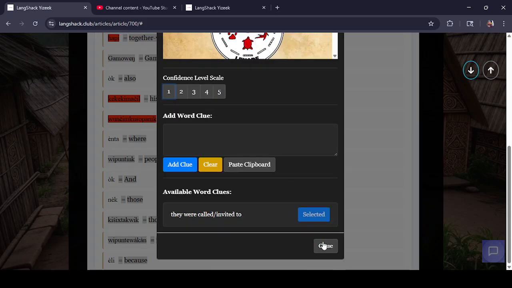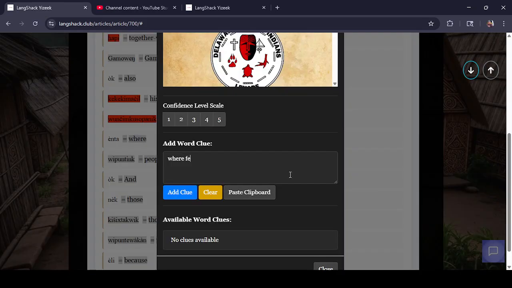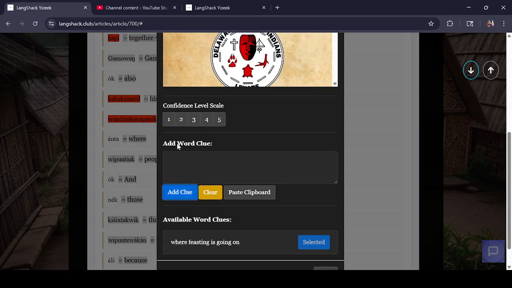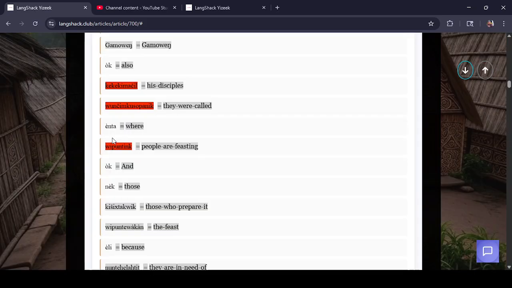You've got to really be stretching out this language because there's not going to be words for everything. People are feasting. Or let's just say we're feasting. Where feasting is going on. The end that makes it at, which we already have saved in our word bank.